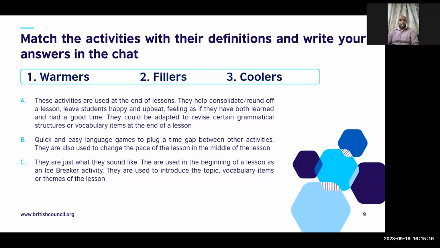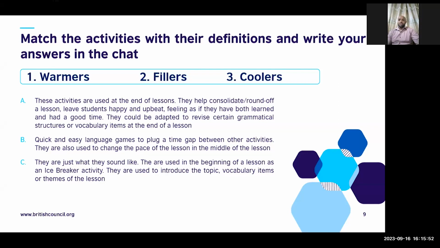Okay, yes, A is number 3. Karen, number 3, A. These activities are used at the end of the lesson. Coolers. Yes, exactly. They help consolidate the lesson, leave students happy and upbeat, feeling as if they have both learned and had a good time. They could be adapted to revise. Yes, well done, Tesfaye. Great. Number 1 is C. Exactly.